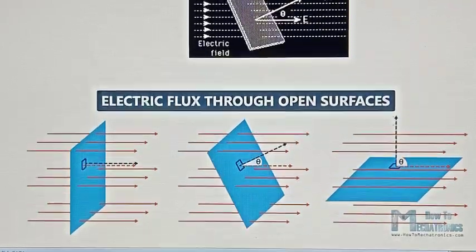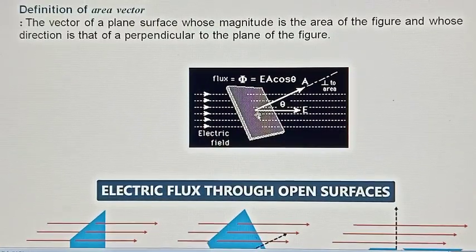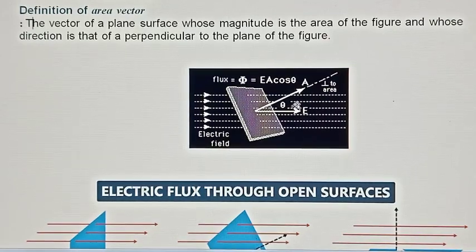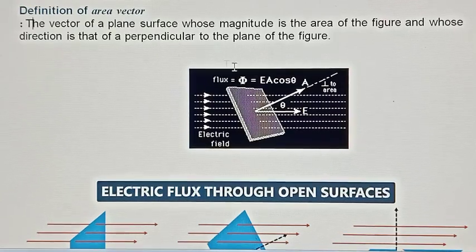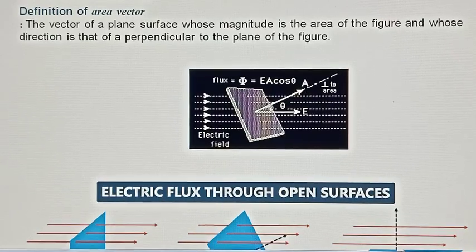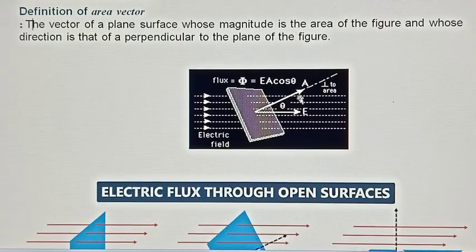So if you see this first figure again, now can we look for the component of E which is parallel to A, because according to the definition of electric flux, it is the total number of electric field lines passing normally through that surface. So we have to look for the component of E which is parallel to the area vector. So definitely it is E cos theta. E cos theta component of E is parallel to the area vector.